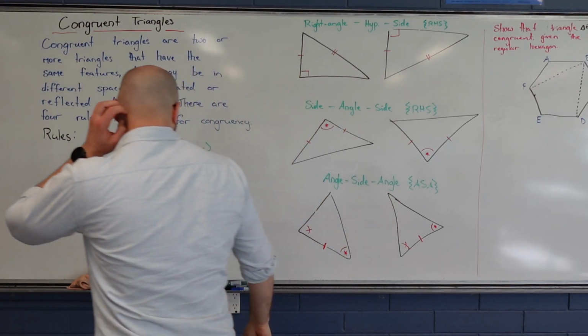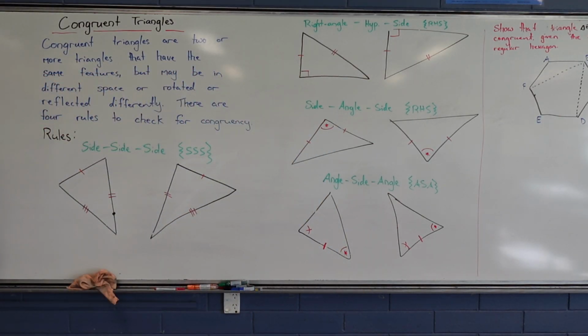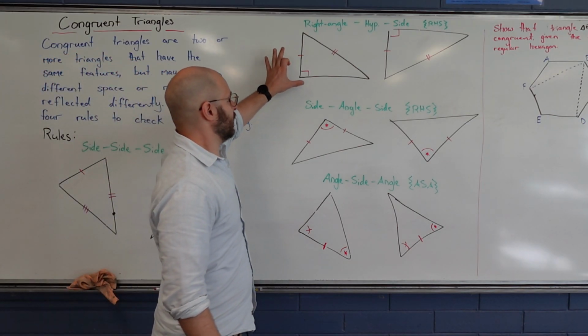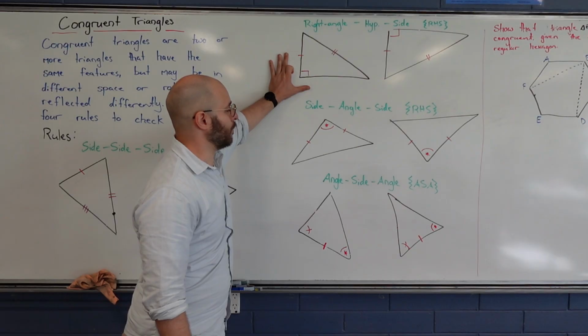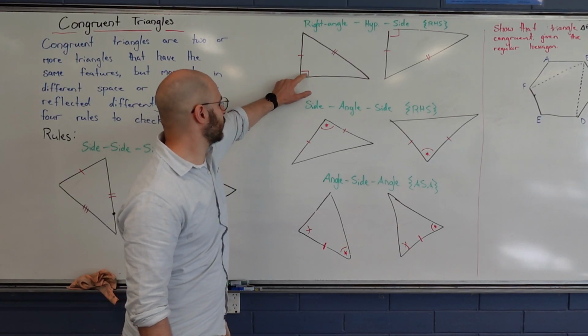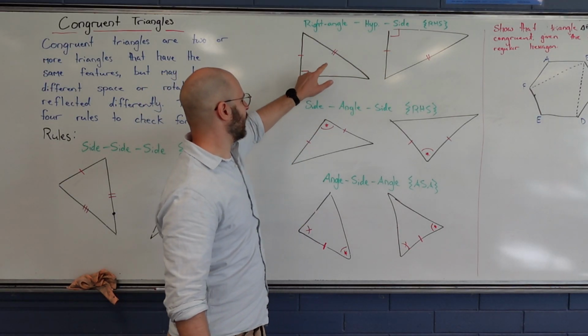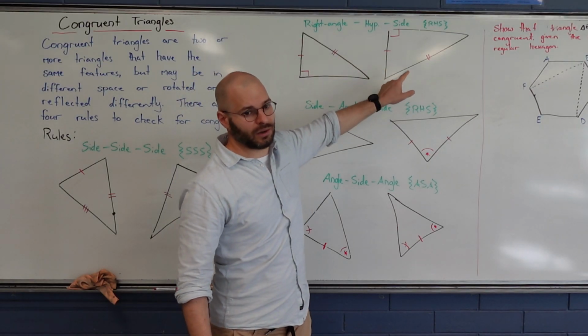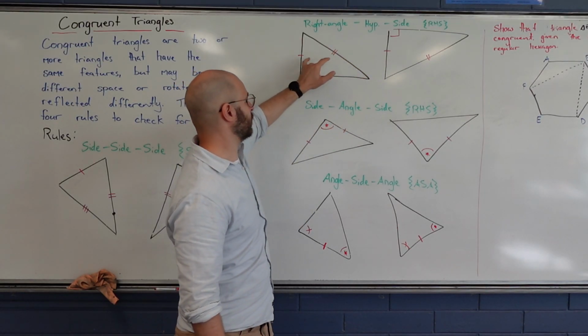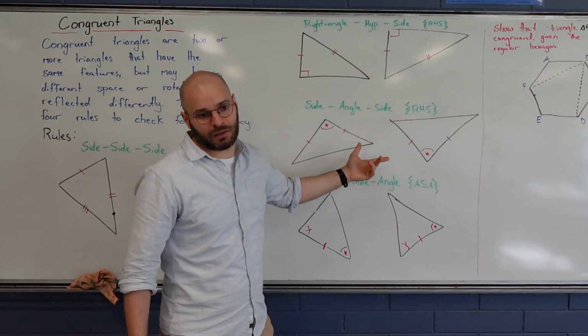The way in which we can check if triangles are congruent or not is we have 4 different rules. First one is side, side, side. So if all the sides of a triangle are in agreement, then they're congruent. If you can show that all 3 sides of each triangle are the same, they're congruent. And the rule is side, side, side. This one over here, right angle, hypotenuse, side: if the triangle is right angled, they share the same size hypotenuse, and one of the other sides is in agreement with the other one, then that's a congruent triangle.